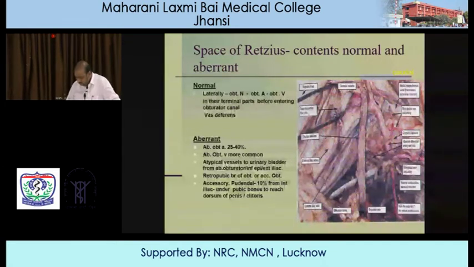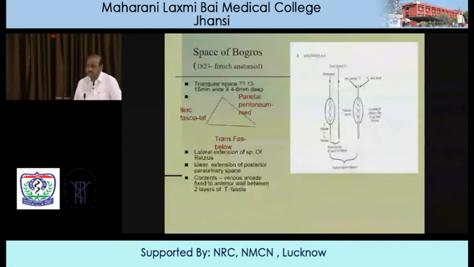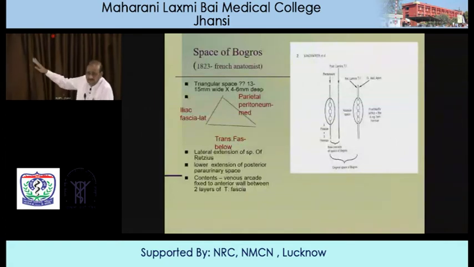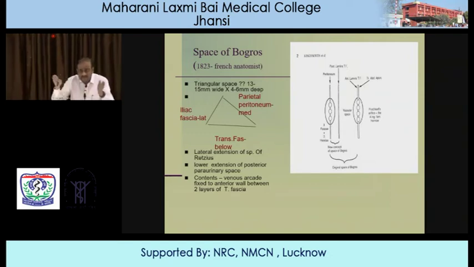Now, laterally, where does it stop? This is one space which is now being recognized. People still don't recognize it, but it is a very, very important space. I'll tell you why. When talking about this space, we know it goes from the umbilicus behind the pubic bone. Agreed. But where does it extend laterally? It has to have an extent laterally. And the moment it goes up to the medial ligament, it becomes the space of Bogros. That means the lateral extension of the retropubic space is the space of Bogros.